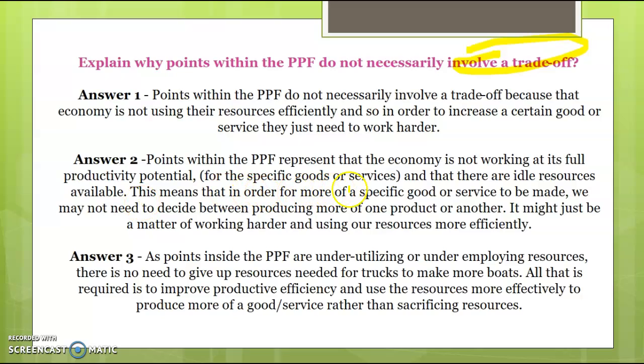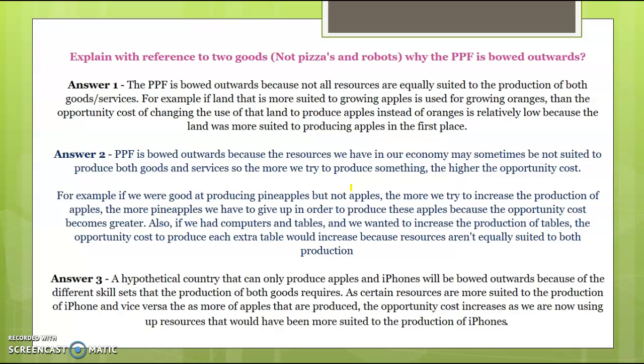That means that in order for more of a specific good or service to be made, we may not need to decide between producing more of one product or another. It might be just a matter of working harder. So we don't have to give up something to produce more. We just need to utilise more of our available resources. Explain with reference to 2 goods why the PPF is bowed outwards.